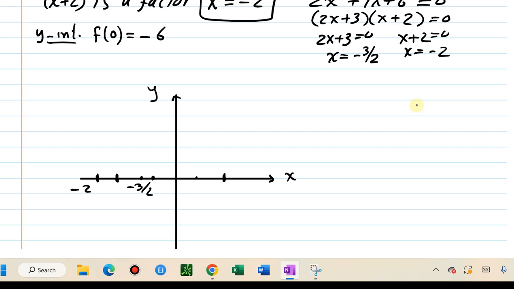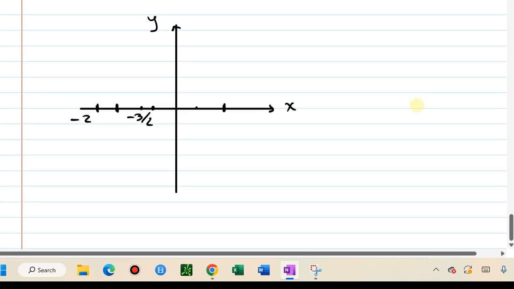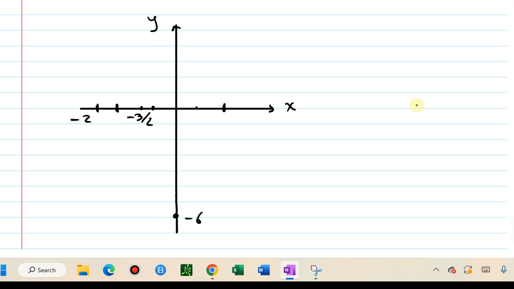Okay, now let's take a look at our extreme behavior. Oh, f at 0, by the way, is negative 6, right? So that's going to be somewhat down here. There you go, and this is negative 6. Now, one thing that we don't know are the high and low points in this course. Those you get in calculus classes usually. But for us, let's see how we're going to do this.